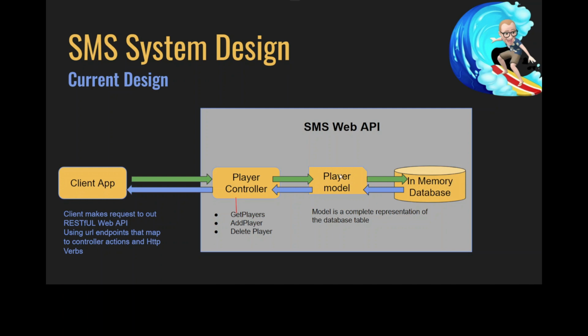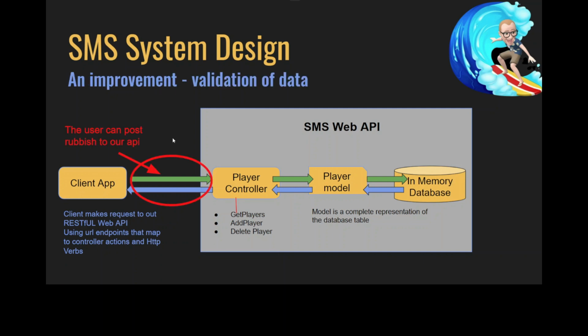And that player model maps almost with a one-to-one relationship between the fields in our database. At this stage, at the time of writing, our database, to be fair, is purely an in-memory list of players, but that's irrelevant for this particular diagram. So that's what we've got in place at the moment, and what we're going to talk about in this video is trying to improve that.